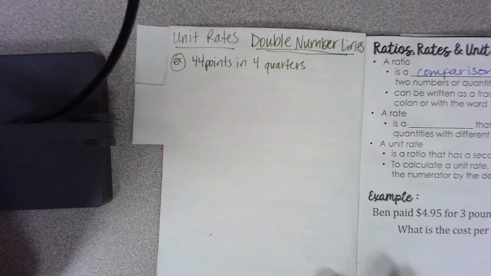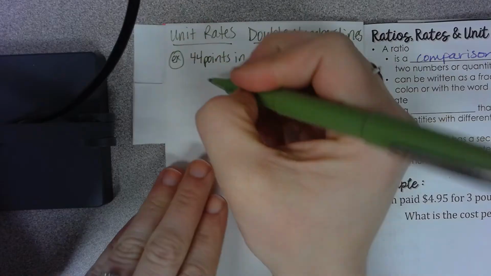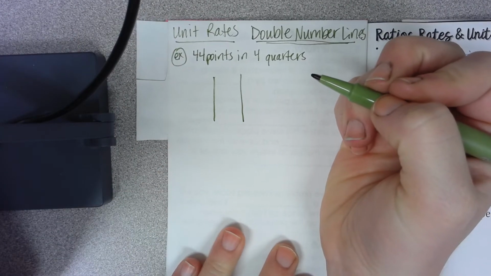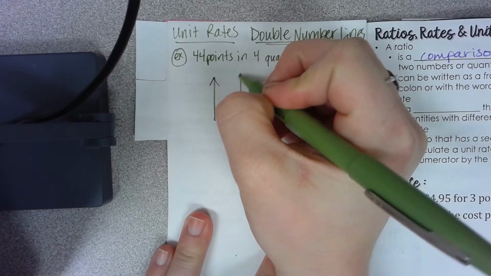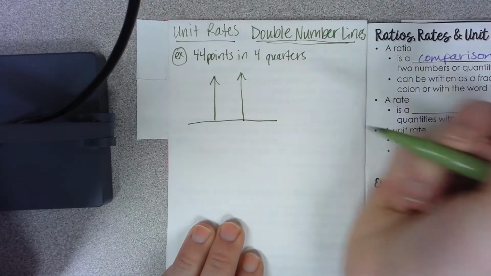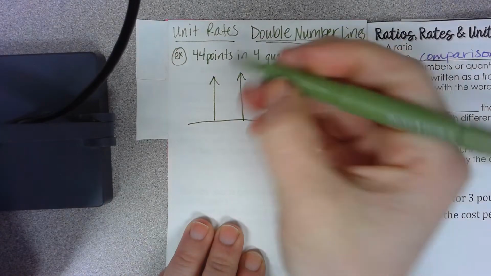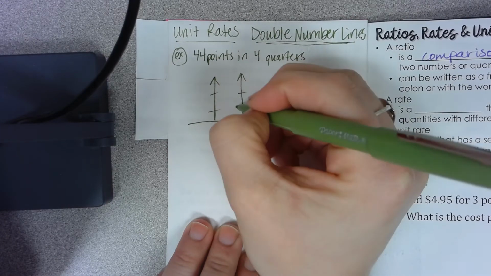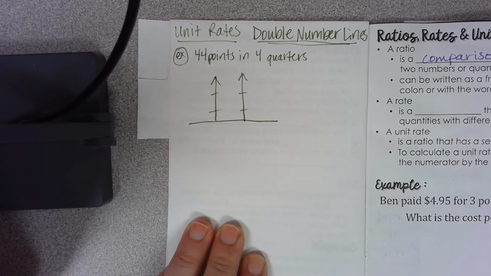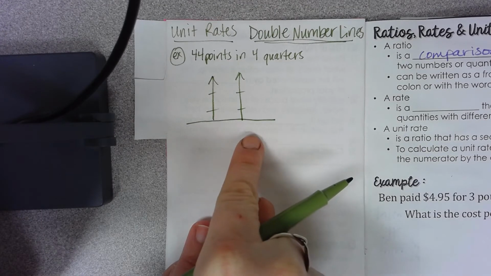Now, when you set up your double number line, these are all the parts you're going to have. You're going to draw 2 lines going up and down like this. Each line is going to have an arrow at the top. You're then going to connect them with a perpendicular line going down below like this. You are going to have 4 little notches on your lines straight across from each other. And then every double number line will end up having 2 labels down here.